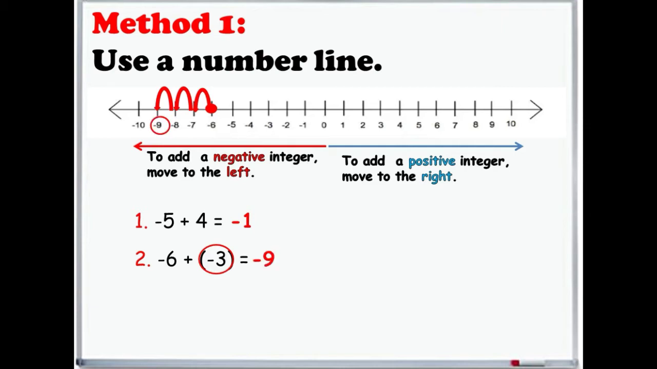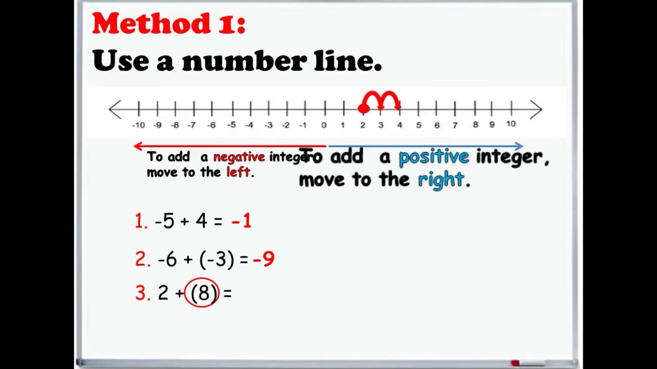Now let us have number 3. 2 plus 8. We have here positive integer. Therefore, we need to move to the right. So from 2, we need to move 8 times to the right. 1, 2, 3, 4, 5, 6, 7, 8, 9. So your answer is positive 10.